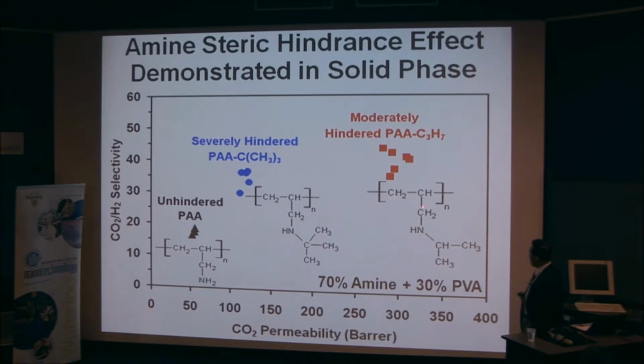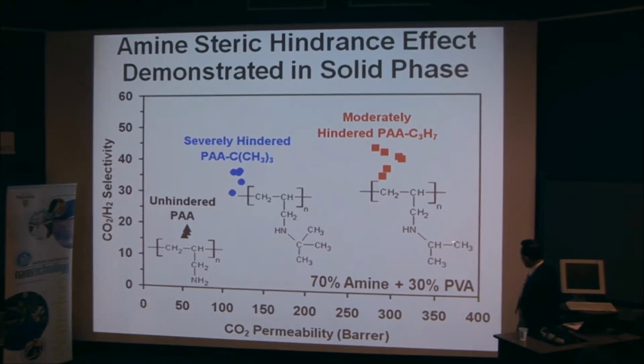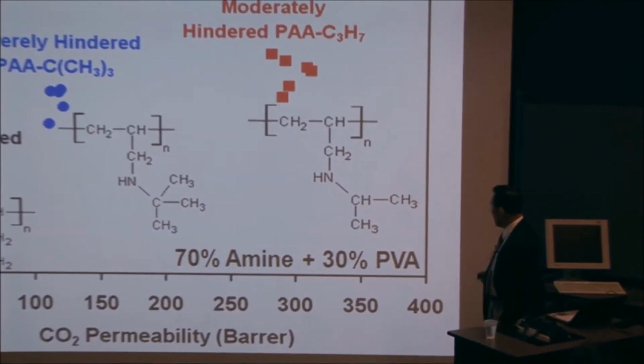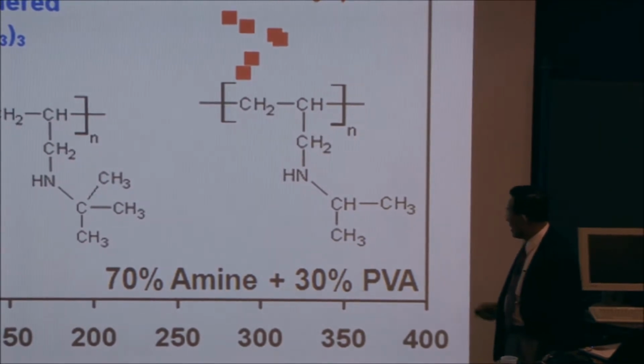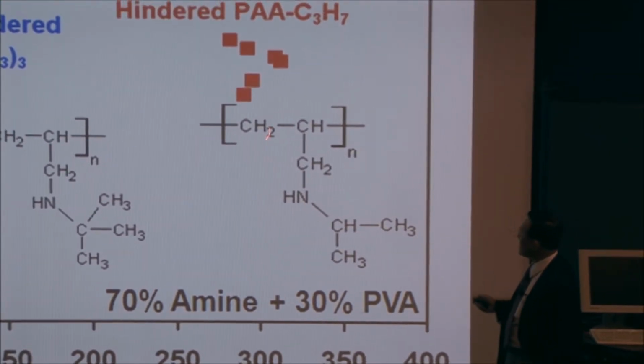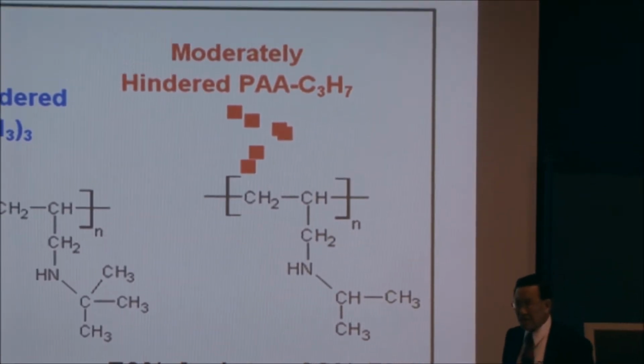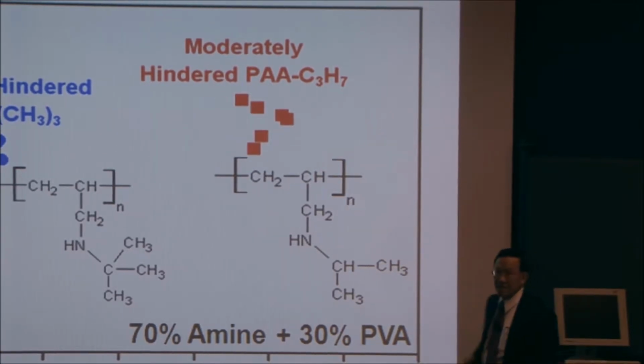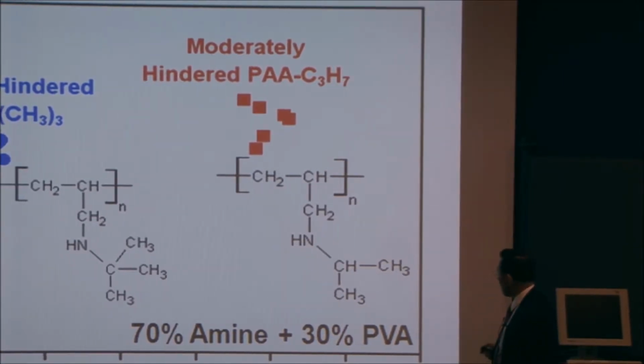Then we make a membrane from this polymer. Actually, we modify the polyamine through the reaction, and that we introduce the isopropyl group to this nitrogen side. With this modification, this so-called sterically hindered amine, based on the definition of a degree of steric hindrance, these fall into the so-called moderately hindered amine.